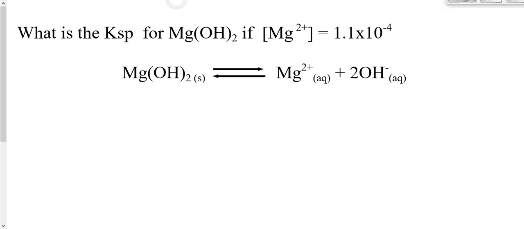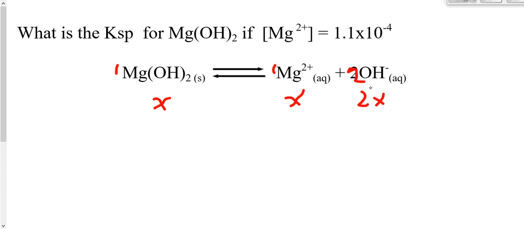Let's take a look at what we're going to do with this here. We have magnesium hydroxide breaking down to give you 1 magnesium and 2 hydroxides. So I can see from this balanced equation that every time x amount of magnesium hydroxide breaks down, I'll get x amount of magnesium and 2x amount of hydroxide. Remember, the numbers in front of the x's are the same as the coefficients. This is a 1 to 1 to 2 ratio, so it's x to x to 2x in our molar ratios.